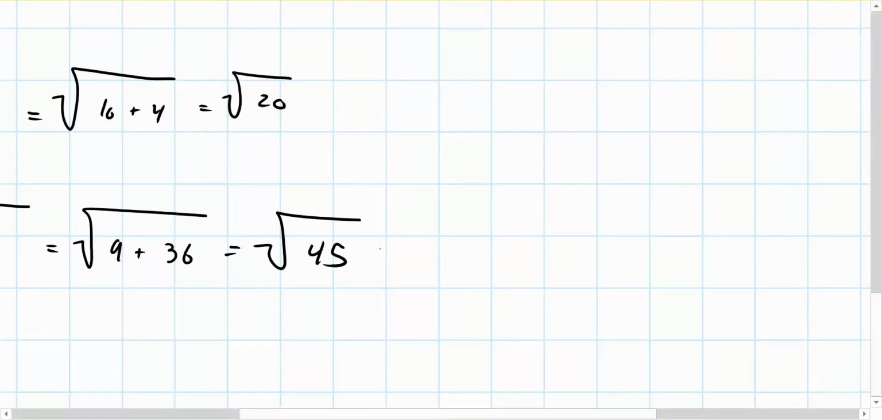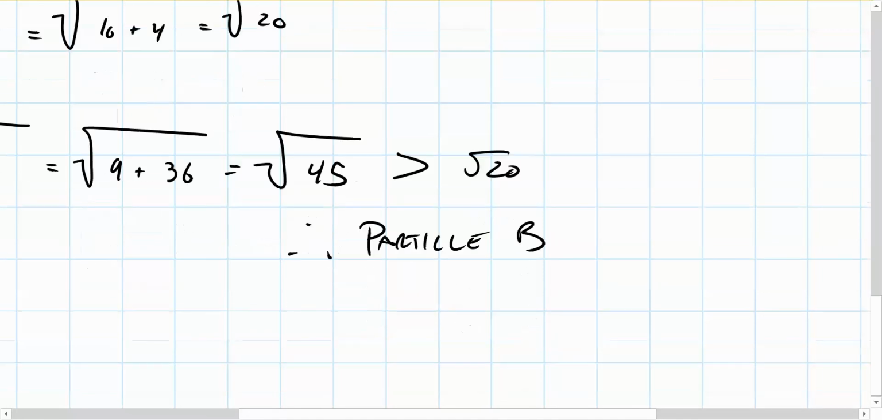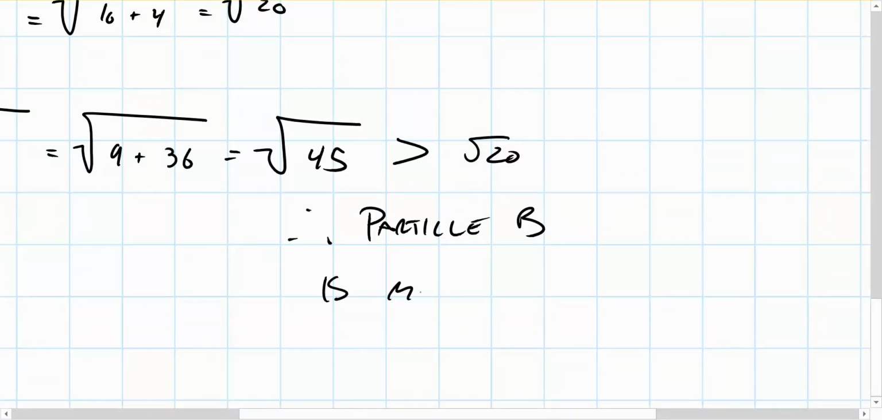And we know that the square root of 45 is going to be greater than the square root of 20. Therefore, particle B is moving faster. And we're done.